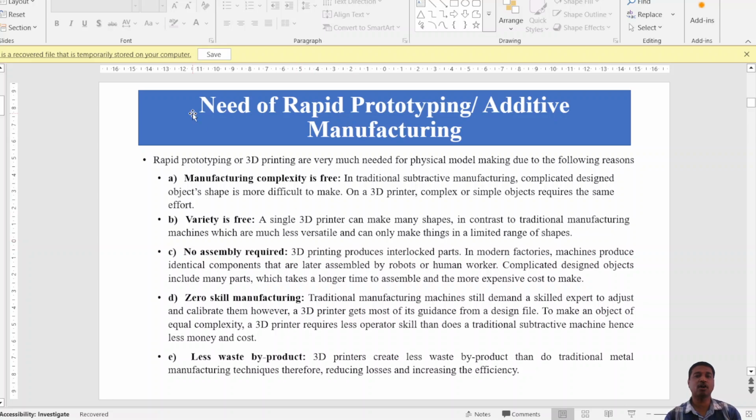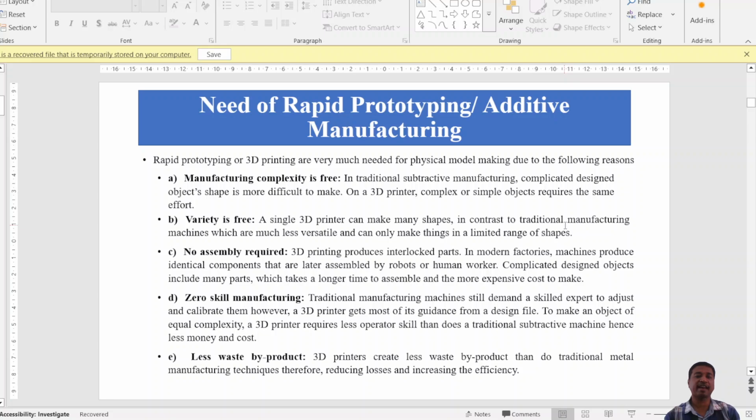First, the need for rapid prototyping or additive manufacturing. Rapid prototyping or 3D printing is very much needed for physical model making due to the following reasons. First one is that manufacturing complexity is free. In traditional subtractive manufacturing, a complicated design object shape is more difficult to make. On a 3D printer, complex or simple objects require the same effort.